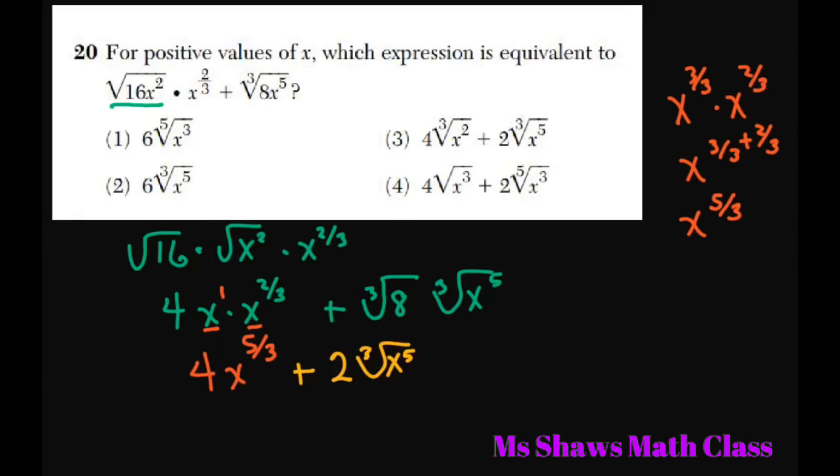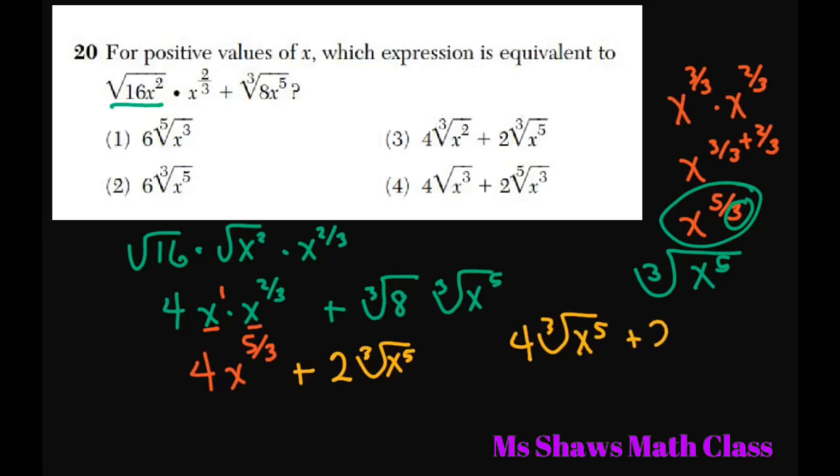Now what I can do is rewrite this. This is your root, so you can write the cube root of x to the 5th. So now we have 4 times the cube root of x to the 5th plus 2 times the cube root of x to the 5th. Since both of these terms are the same, we can combine them. We have 4 of these plus 2 of those, that's 6 of these. And these is the cube root of x to the 5th.